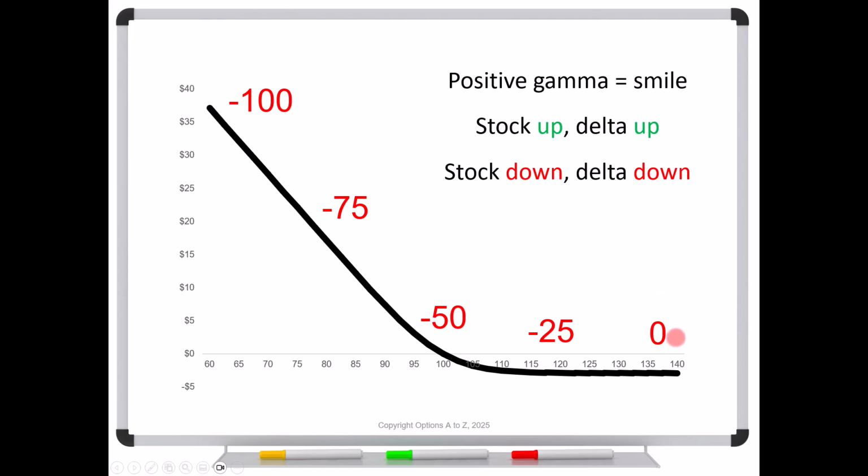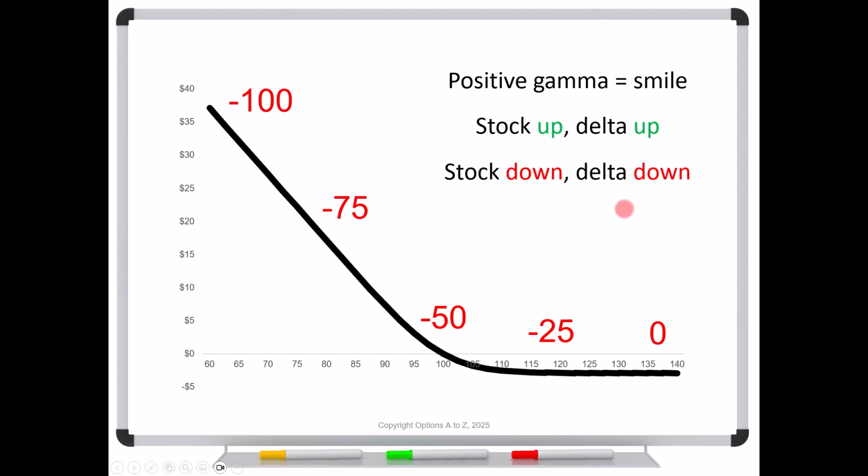So let's try it in reverse. If we have 0 deltas down here and the stock falls, we subtracted 25 deltas, and that's how we went from 0 to minus 25. As the stock fell some more, we went from minus 25 to minus 50. We subtracted another 25 deltas. The deltas are being reduced. As we fall some more, we go from minus 50 to minus 75, and then finally minus 100. So yes, I know it does look backwards, but mathematically it's correct. So just remember, anytime you have a smile, it is stock up, stock down, delta down.